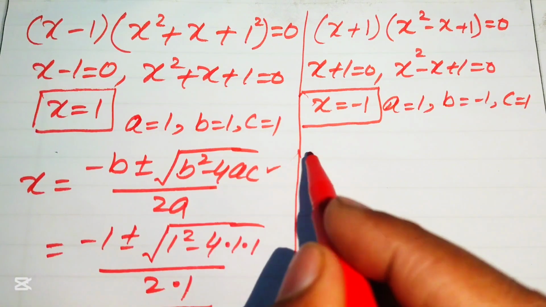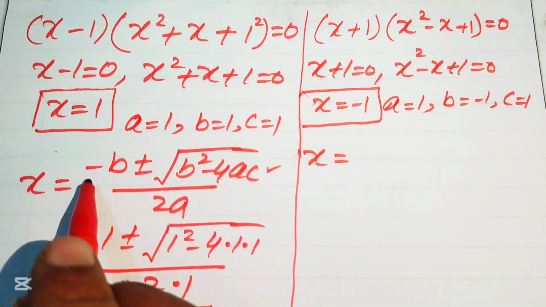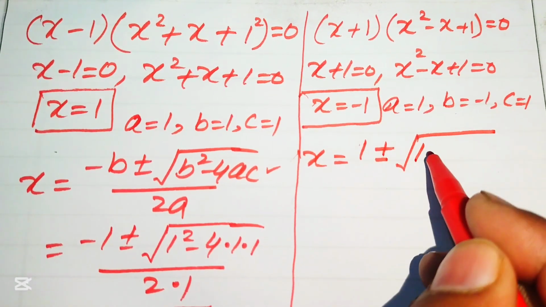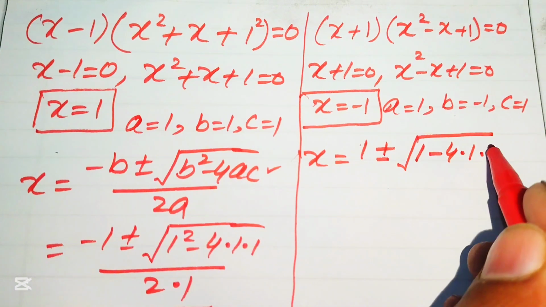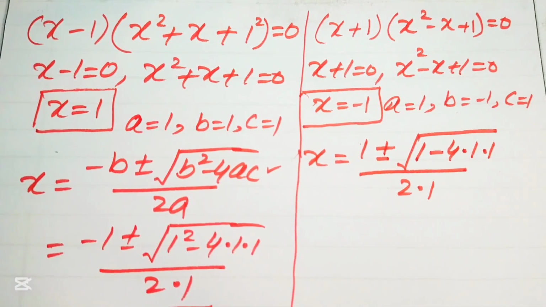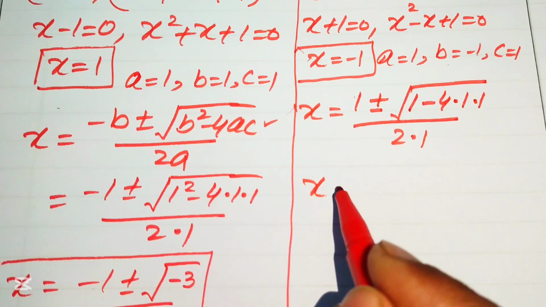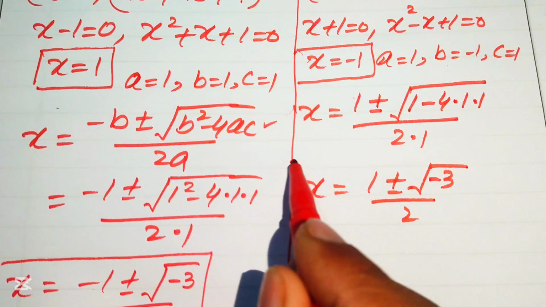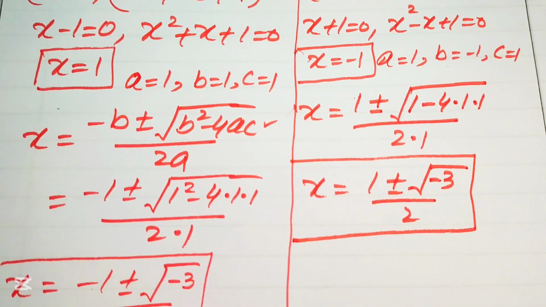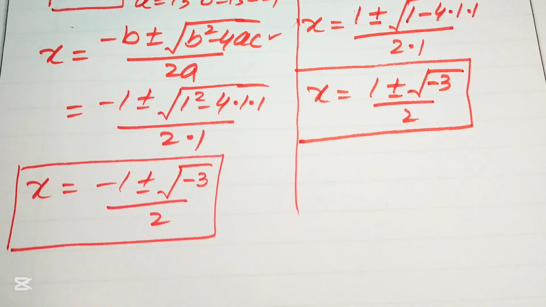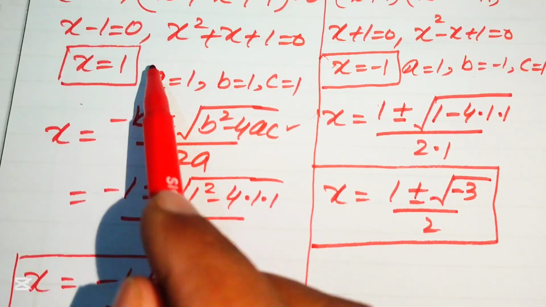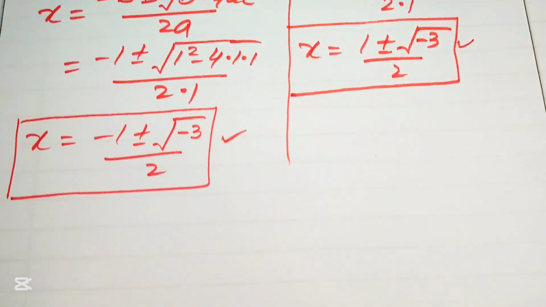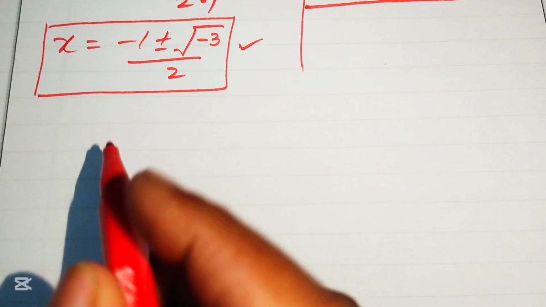We put these values in this formula, and it is written as minus b, which is minus times minus, becomes plus 1, plus minus square root of b squared, which is 1, minus 4 times a, which is 1, and c, which is 1, divided by 2 times a, which is also 1. So here we get x equals 1 plus minus square root of minus 3, divided by 2. These are the other two roots which we get from the second case. So in the second case we get 6 roots: this is 1, these are 2, becomes 3, 4, and these are 2, 6. In the first case we get 6 roots, and now we need equation number 2.